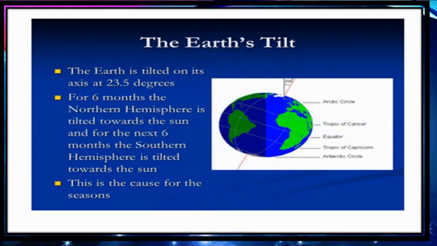Next is about the Earth's tilt. The Earth is tilted on its axis at 23.5 degrees. For 6 months, the northern hemisphere is tilted towards the Sun, and for the next 6 months, the southern hemisphere is tilted toward the Sun. This is the cause for the seasons.